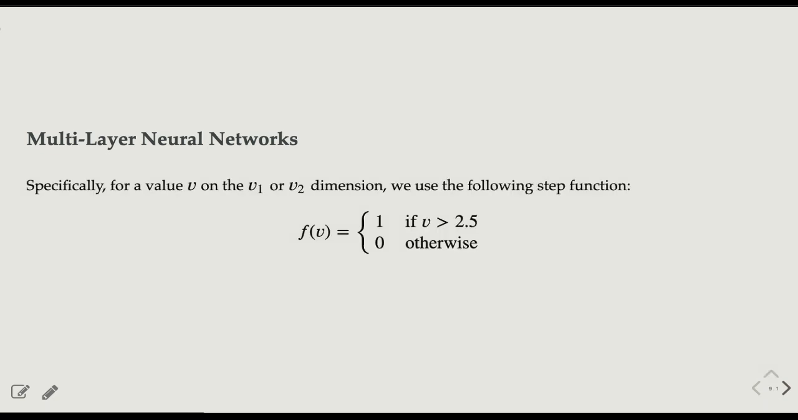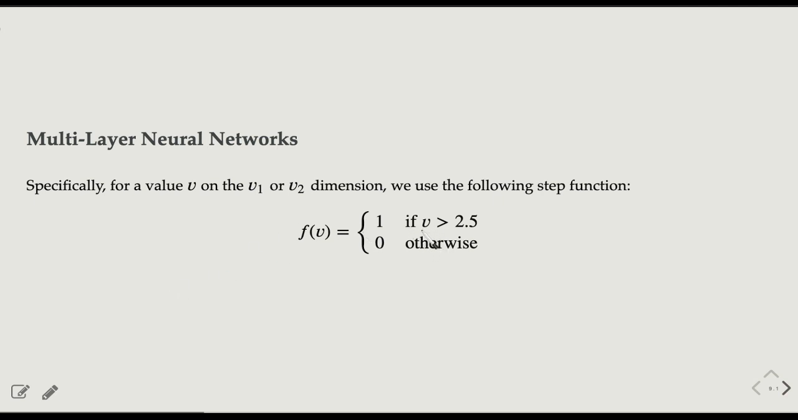Let's look at another nonlinear model. We know that a single perceptron can only be applied to linear data, but the car evaluation data here cannot be separated by one linear function. With the step function, however, we can transform the data into something linearly separable. Specifically, for value v, either on the v1 or v2 dimension, that is the buying price or maintenance cost dimension, we can use the following step function.